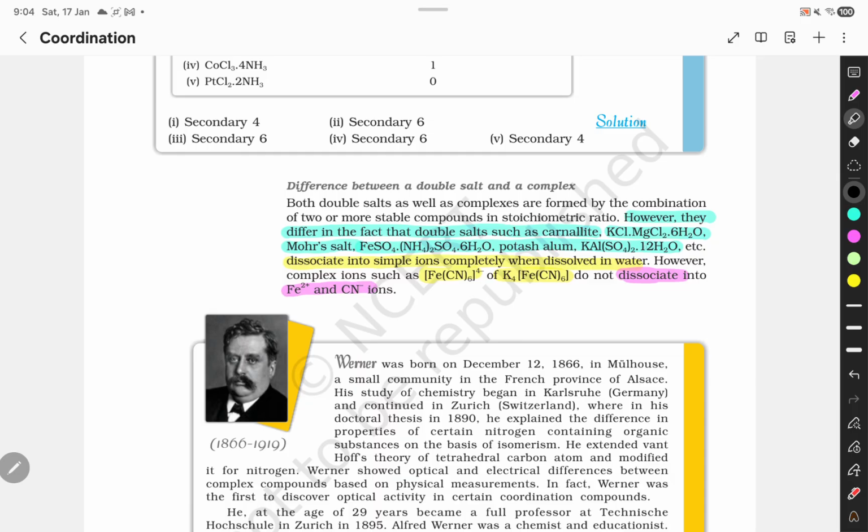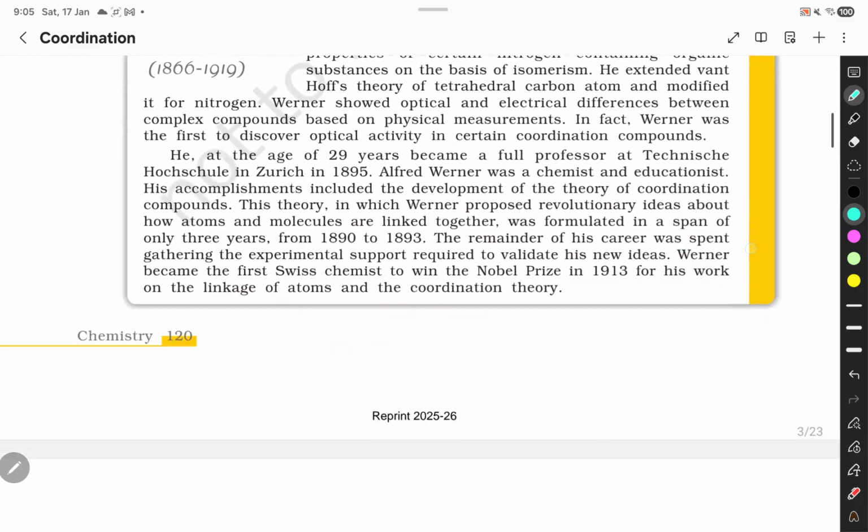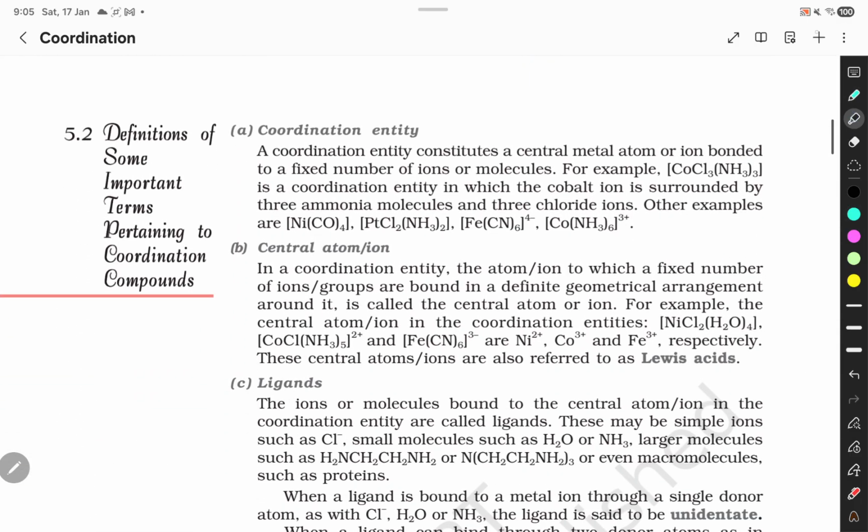Next they talked about the difference between a double salt and a complex, and they gave a bunch of double salts. Carnallite, KCl.MgCl2.6H2O, Mohr's salt, FeSO4. Basically, this is the formula of carnallite, right? Then the potash alum formula they gave. So obviously this can be asked as a PYQ. I've written all the ions over here, and they told it will get dissociated to simple ions completely when it's dissolved in water. But however, these two do not get dissociated. And I'm going to be skipping all of this because I don't think it's useful.